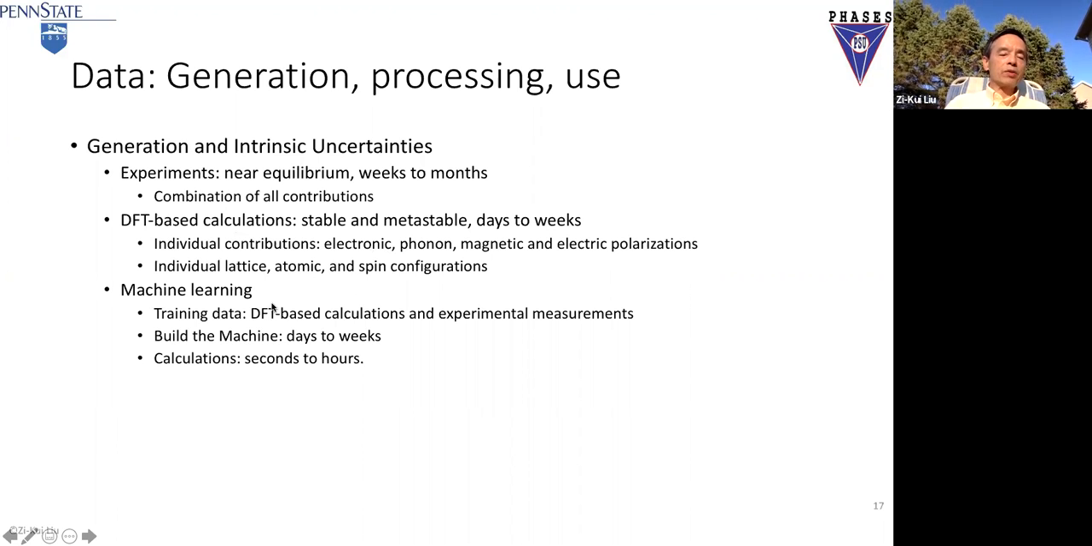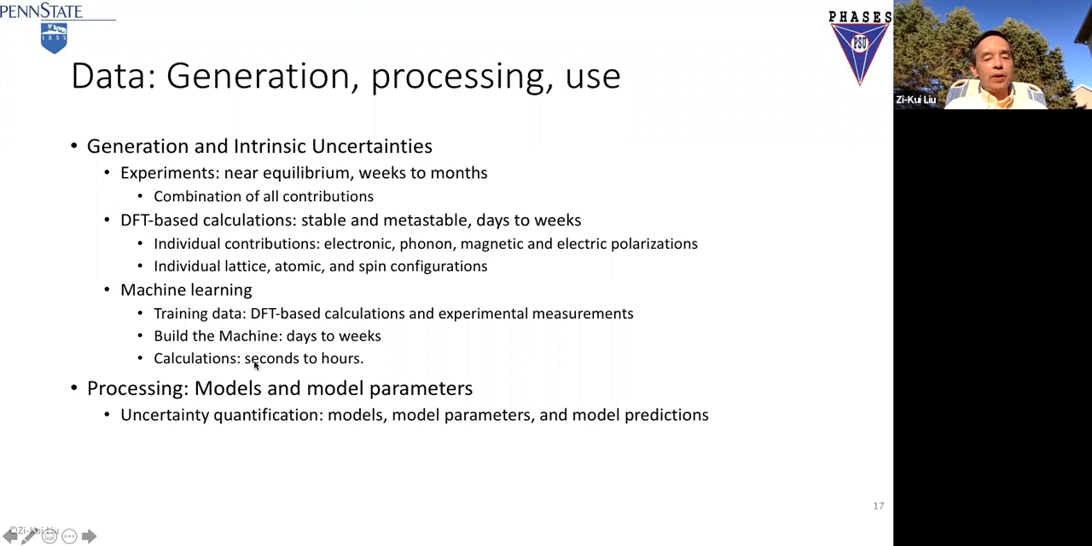The more recent one, as we know, is machine learning, right? You can train the machine and develop models, then use DFT data or experiment data. Well, the model itself takes time, days to weeks. However, as soon as you get the model, the calculation itself takes seconds to hours. It's very, very fast.